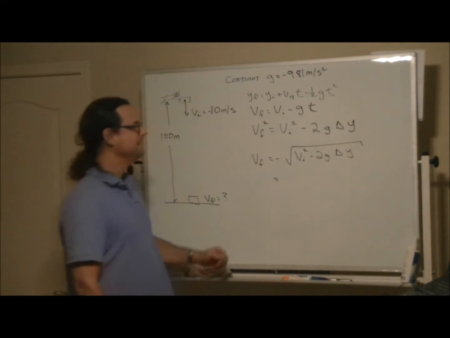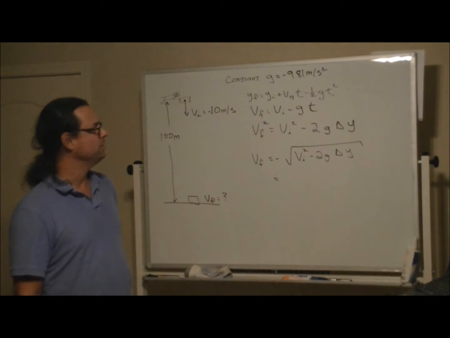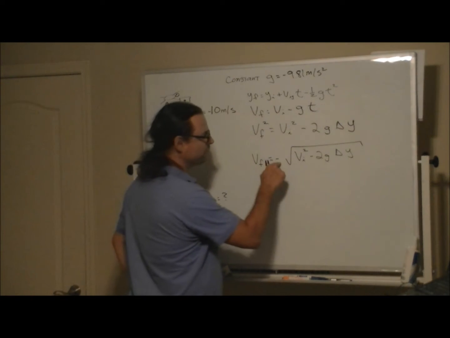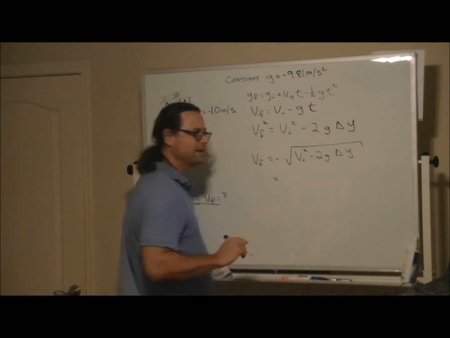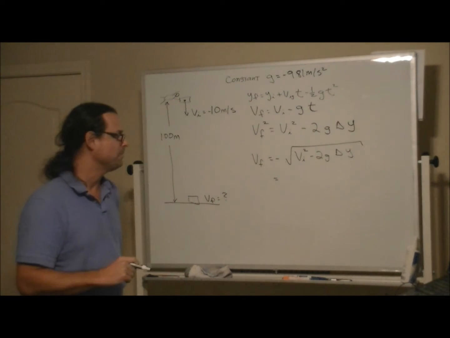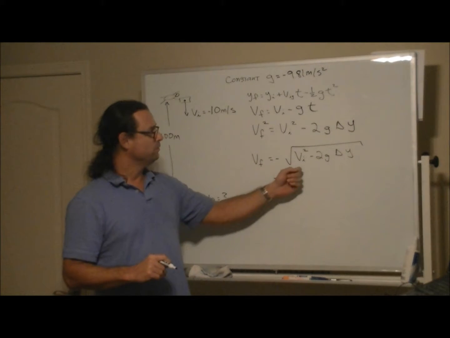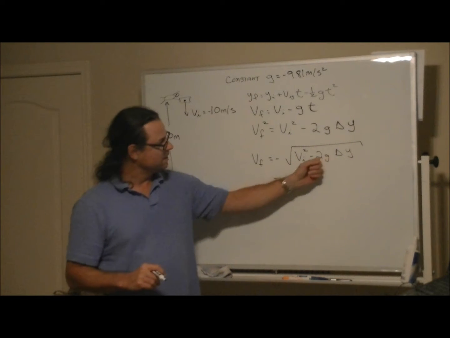You also need to take a little care when you're plugging in the numbers here. Is the downward velocity going to be larger in magnitude when it hits the ground or smaller in magnitude? It's going to be larger in magnitude. So you need to take some care with the signs here.